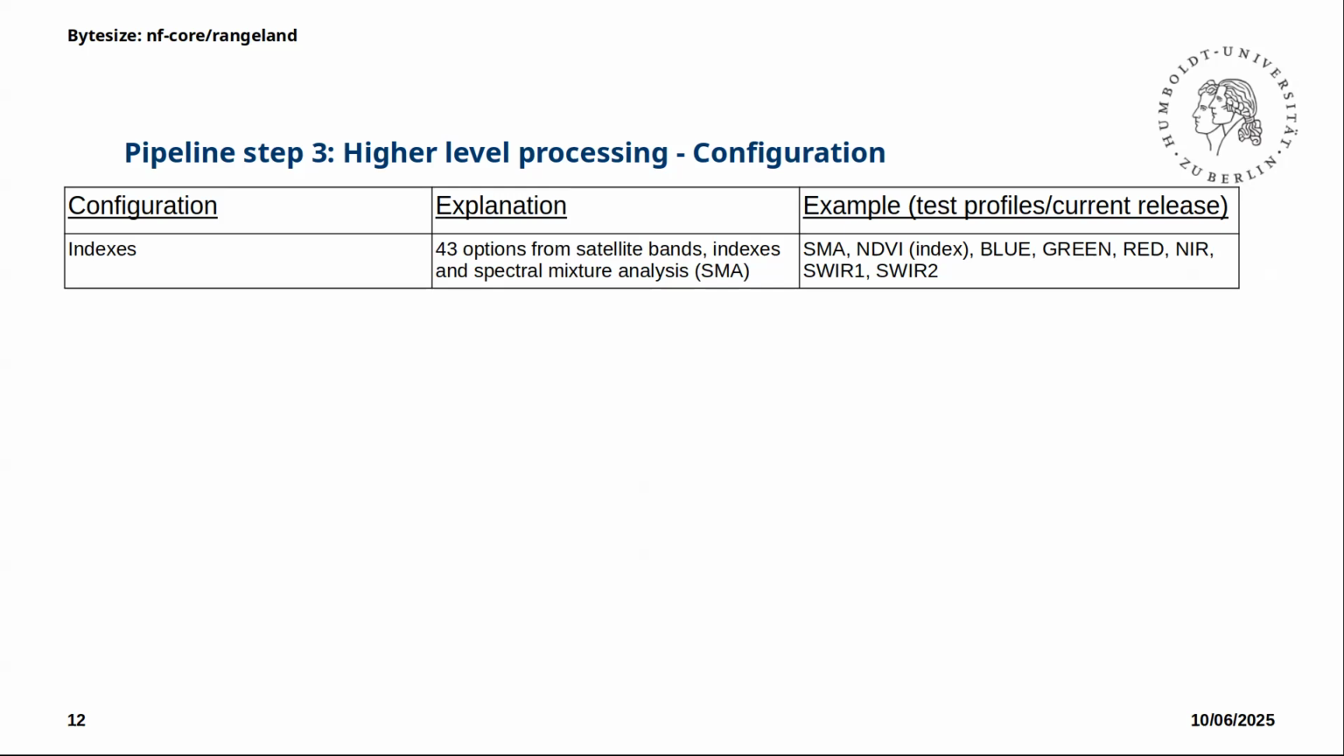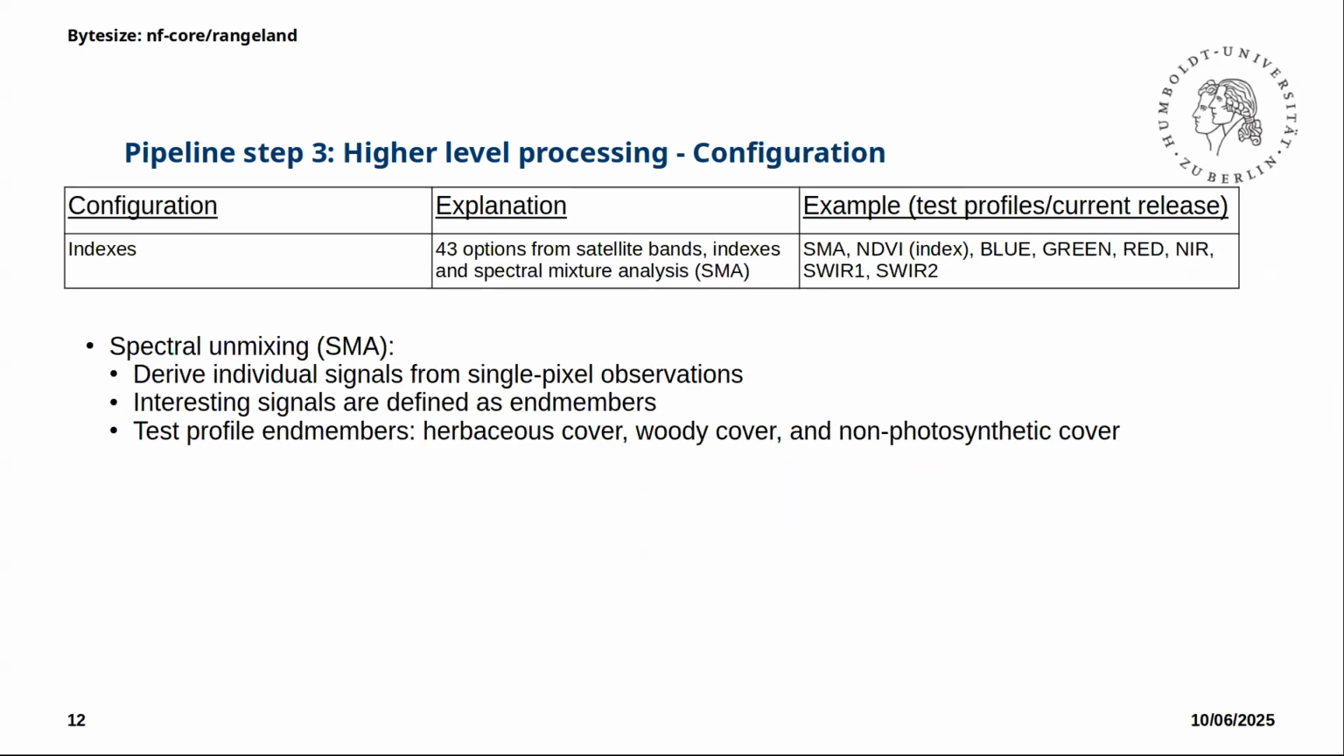And yeah, on the right of this table, you can also see what we currently do in our test profiles, basically in the current release, and where some of this is still hard coded. So we have spectral mixture analysis here. We have NDVI, which is an index computed based on red and near infrared bands, and this is usually used to detect changes in vegetation. And then we have all the other bands from our original imagery.